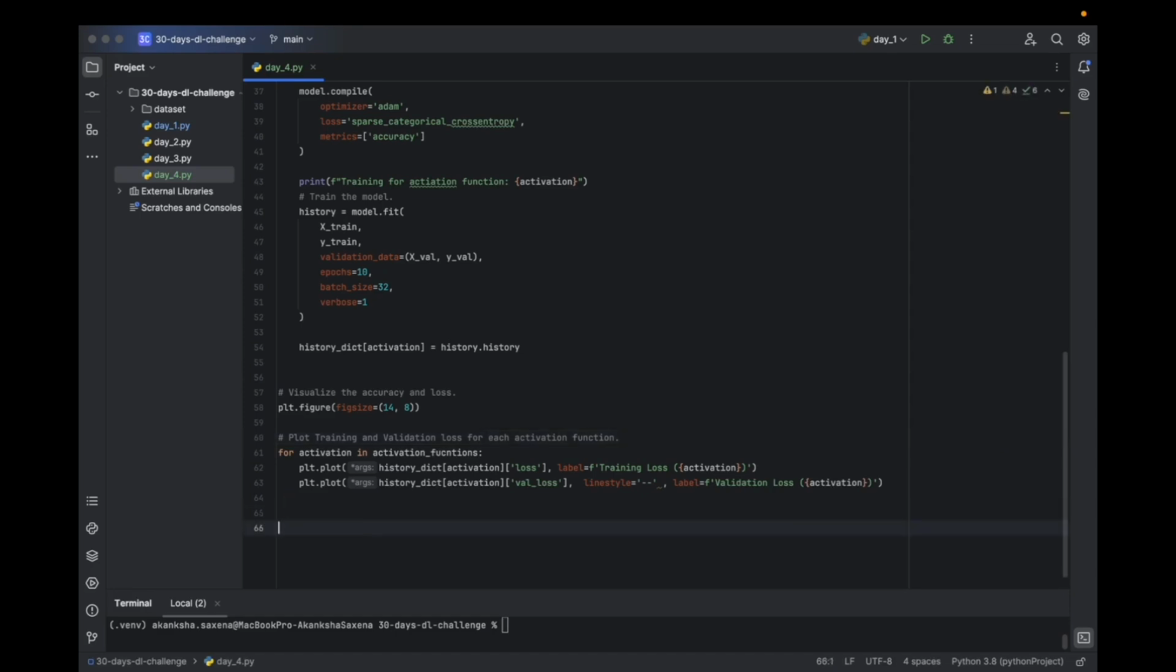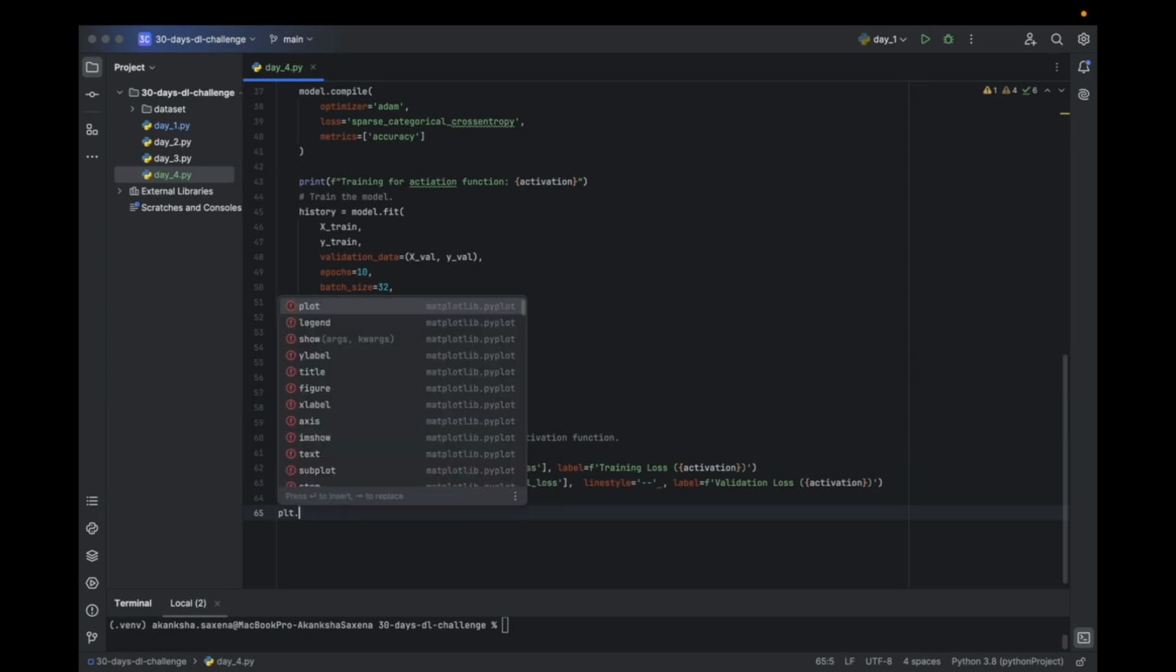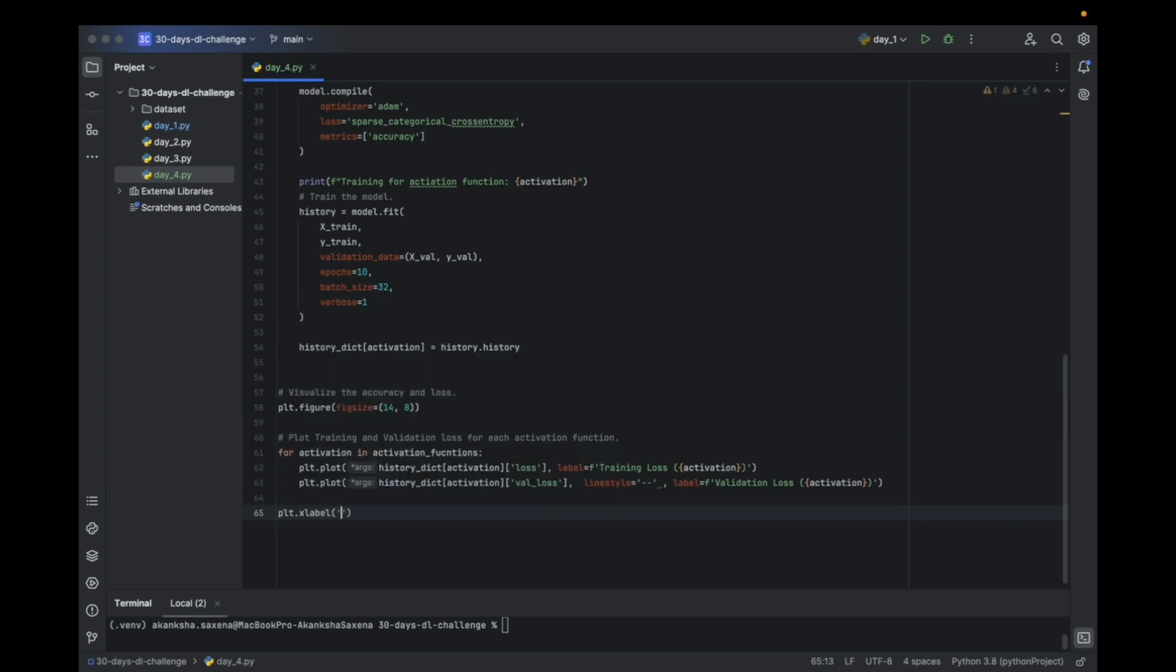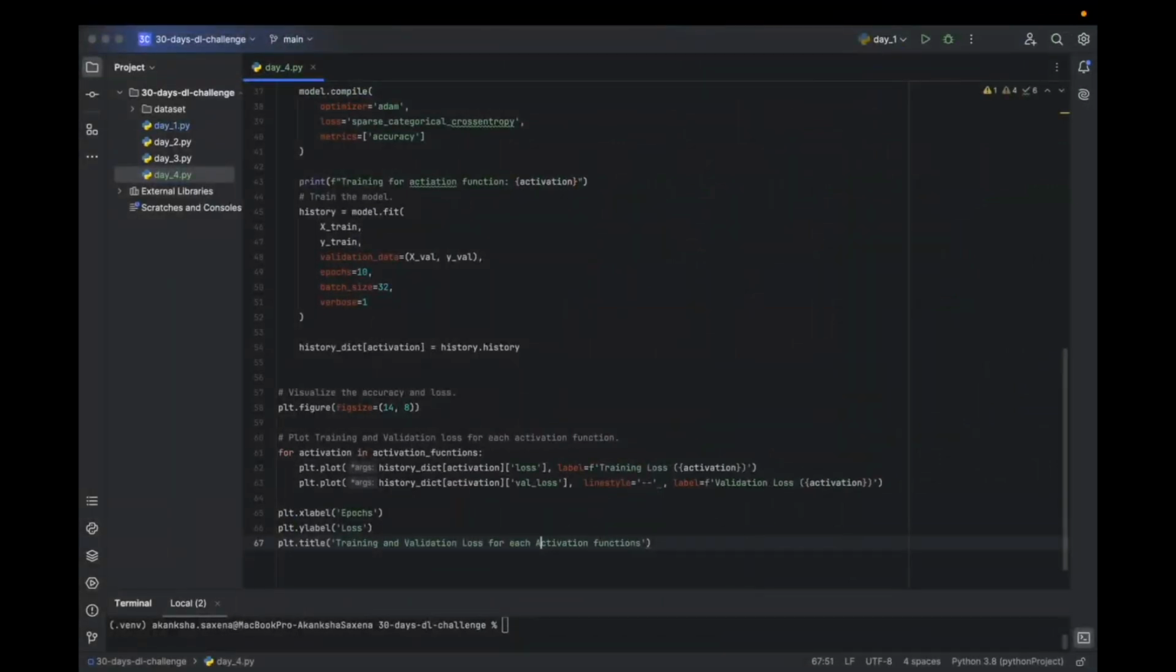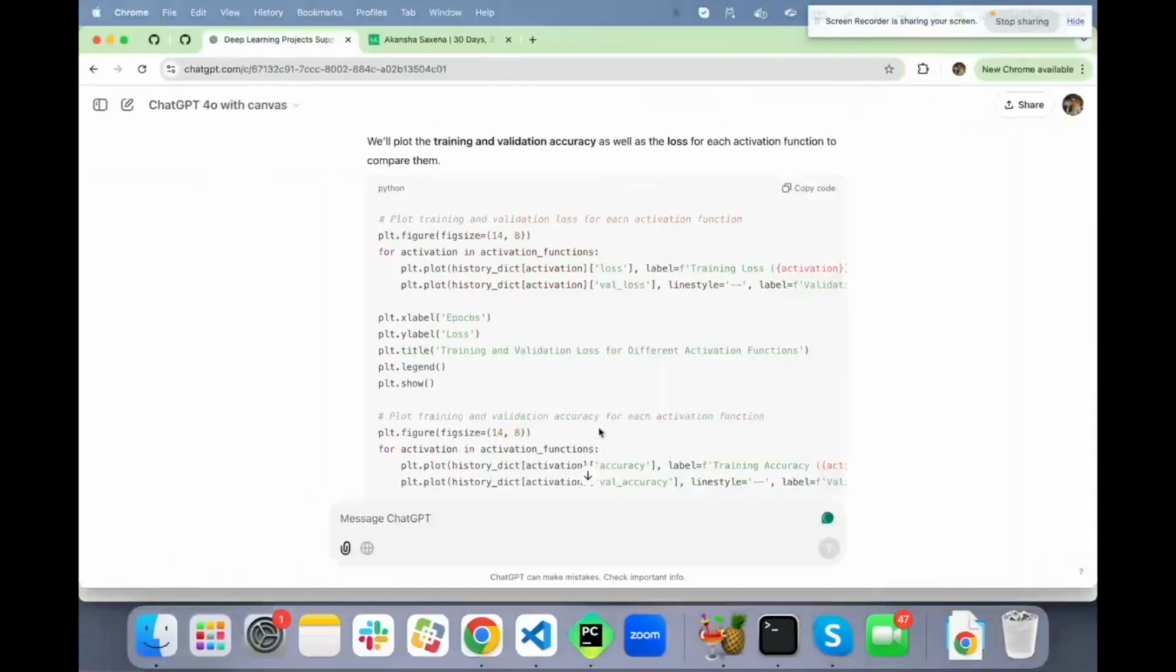And once it has plotted, we are going to do plot x label is going to be epochs, plot y label is going to be loss, plot title is going to be training and validation loss for each activation function. Let's capitalize it. Done.